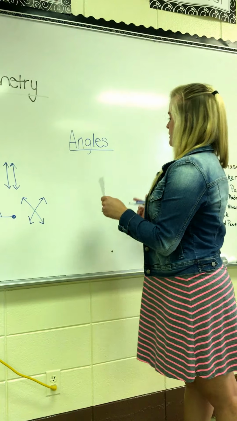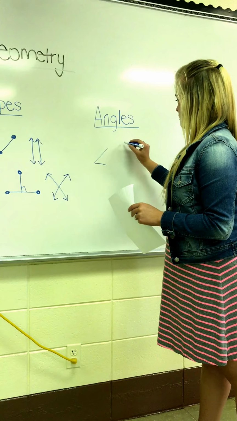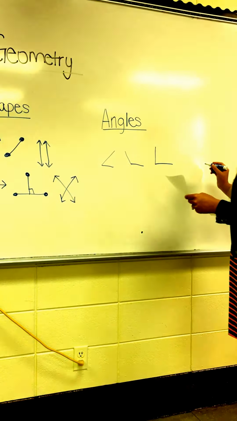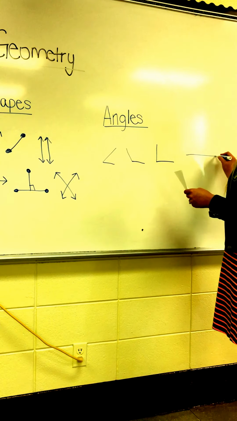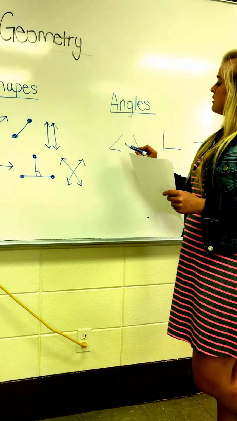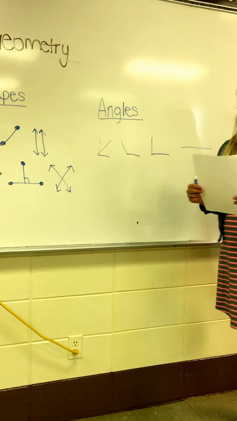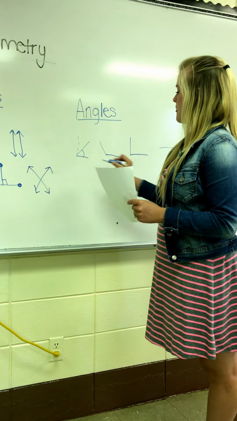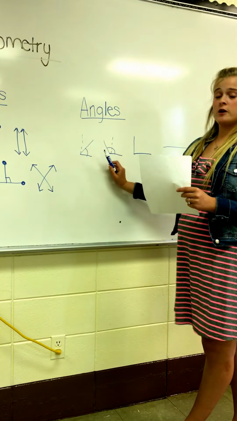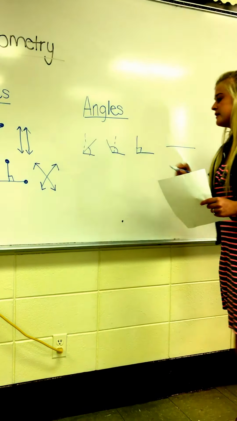The four angles that we have are an acute, an obtuse, a right angle, and straight. Okay? Your acute is any angle that is less than 90 degrees. Okay? Your obtuse angle is anything that's more than 90 degrees. And then your right angle is exactly 90 degrees.